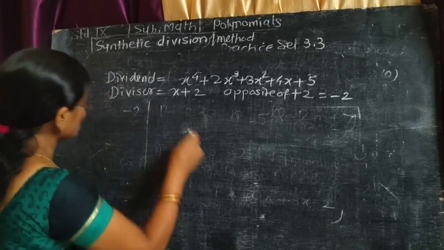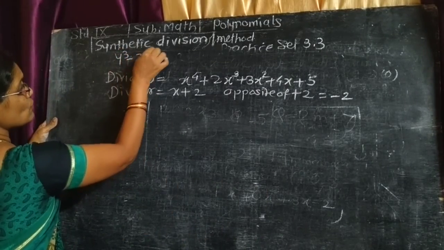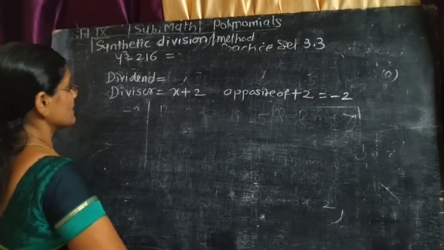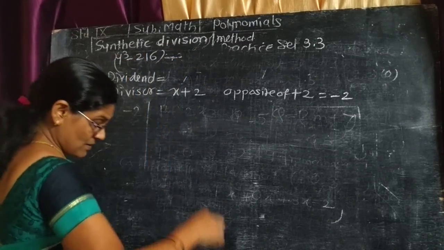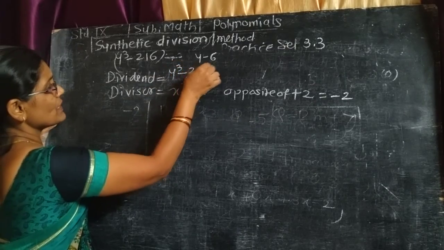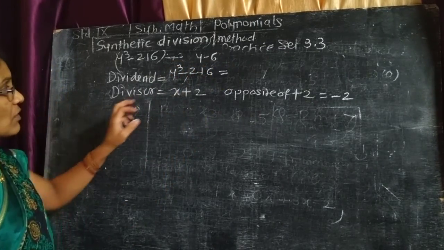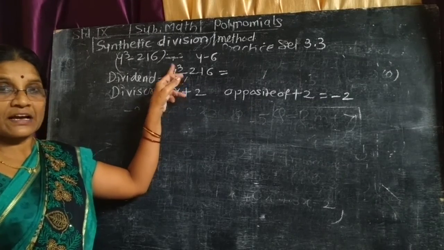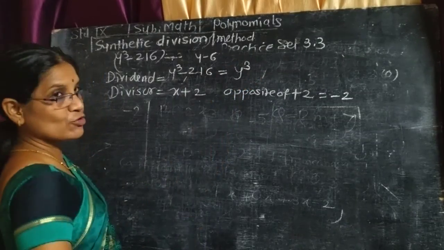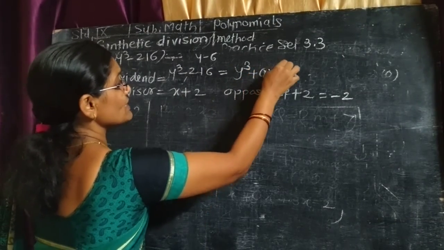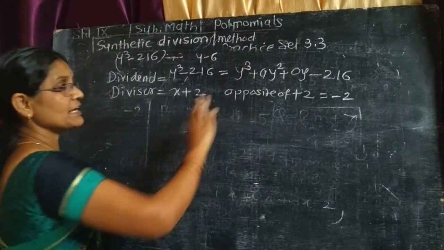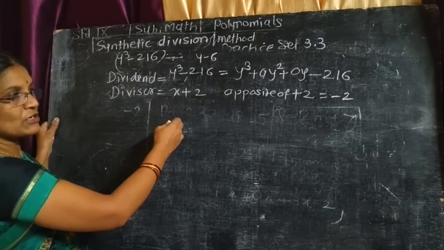Example third is y cube minus 216. Now here we have to write down that dividend divided by y minus 6. This y cube minus 216. Here highest power is 3 but second power and one power is absent. That's why we can write like this way: y cube plus 0y square plus 0y minus 216. That is the index form. After that we can write down in coefficient form.